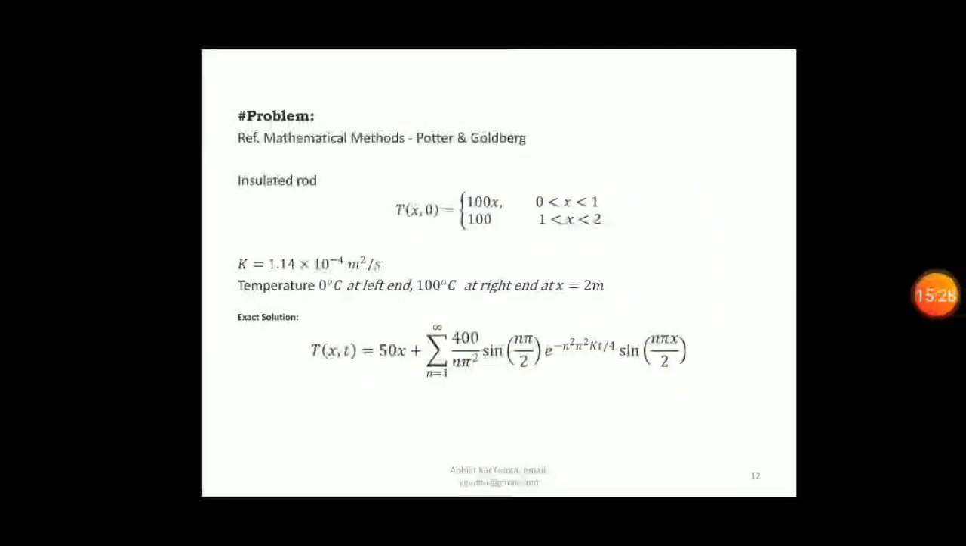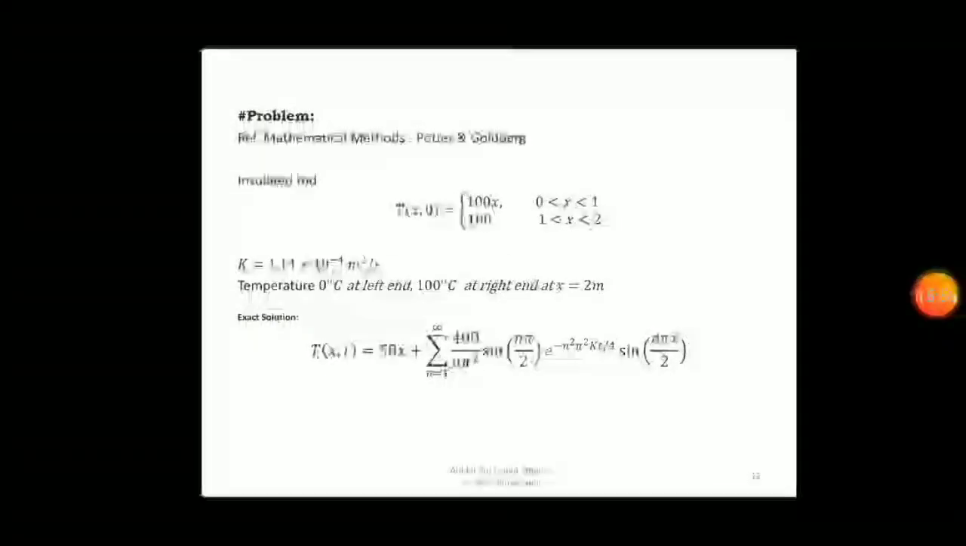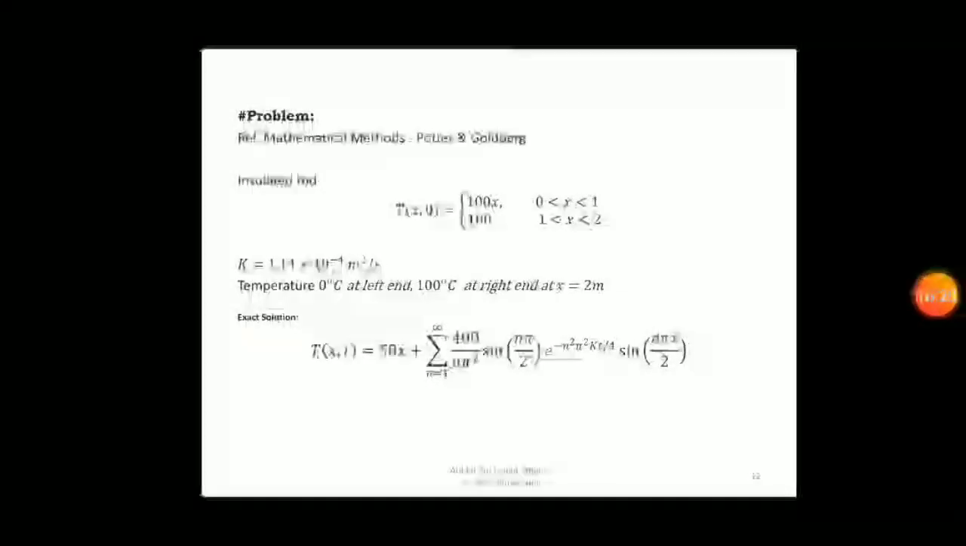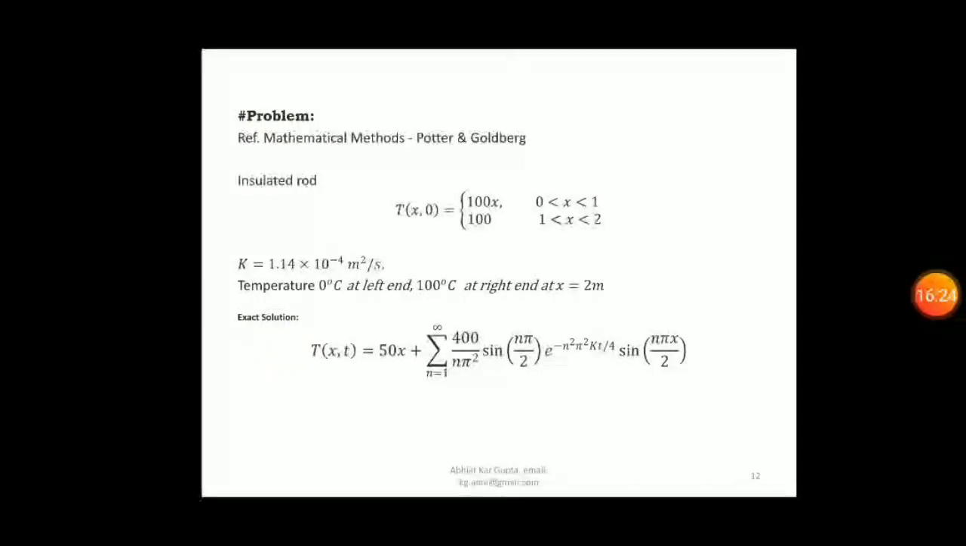Okay, so here is another similar kind of problem, a standard problem that you have seen many times in your math methods book. This problem is directly from Potter and Goldberg's mathematical methods book. It says that you have an insulated rod, T(x,0). There is the initial condition at t equal to 0, and this has two parts. For half of the rod, 0 to 1, it is 100x, and for the other half, 1 to 2, you have the fixed temperature, say 100. So it's a peculiar condition, and you have the conductivity given. It says that the two ends of the rod are maintained at temperatures 0 and 100 degrees, and the length of the rod is 2 meters, say 2.